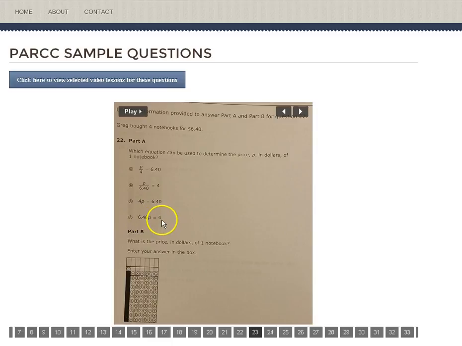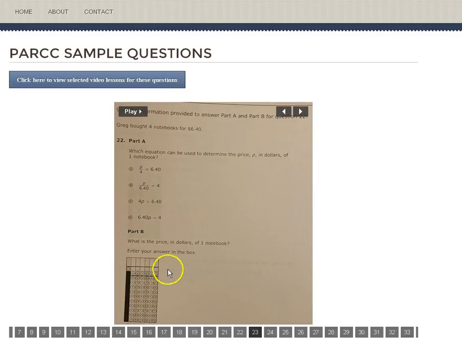640 times the original price equals 4 is kind of the same thing. If you took the cost of 4 notebooks multiplied by the original price, they're just jumbling the numbers up and it wouldn't make any sense. It's this one, C, that we're left with that makes sense. Whatever the price P is, if you multiply it by 4 notebooks, you're going to be left with $6.40. So your answer is C, 4P equals $6.40.